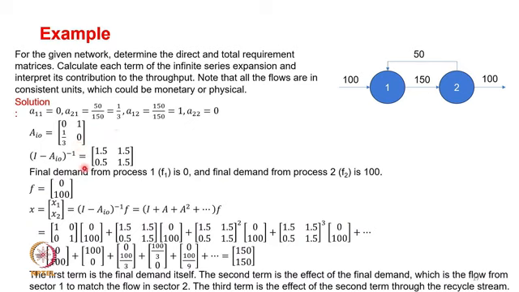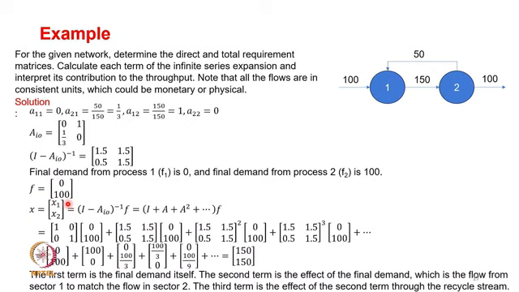Then we compute the Leontief inverse, I minus A inverse, and you will get it. And what we need to look at here is if the final demand from process 1 is 0 and the final demand from process 2 is 100, we can write the f value. It's of course not given. Let's assume that these are the numbers 0 and 100. Then your x would be this inverse times this f value.